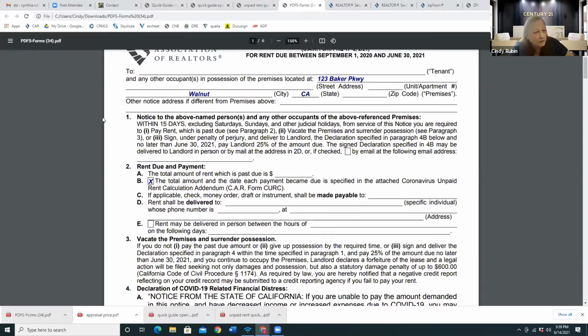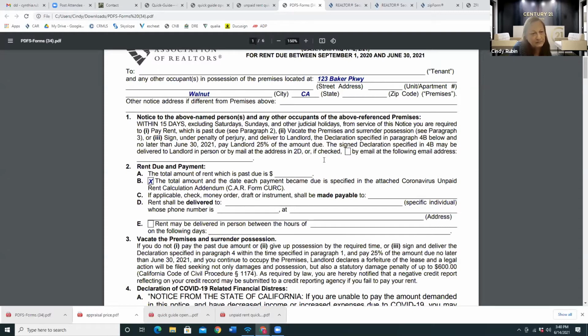From this service, you are required to pay rent, which is past due, vacate the premises and surrender, or sign under penalty of perjury and deliver to landlord the declaration in 4B below, which is the blank declaration that the landlord has to send. Okay, and even if you deliver the declaration, you still have to pay landlord 25% of the amount due, because that's what you were supposed to be paying during that period.